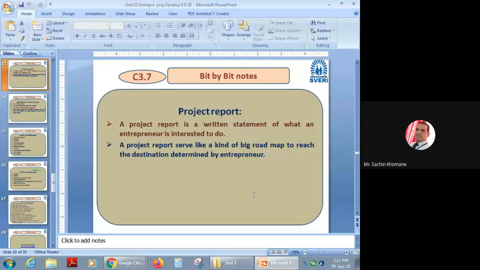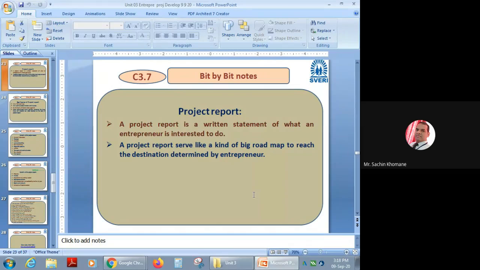So project report is a written statement, or a document which is telling people, or anybody who wants to invest in your organization, what you are interested to do. That explanation is there in project report, right? Some people have given the analogy of a roadmap. People say project report is nothing but a roadmap. And I have told last lecture, if somebody is having a roadmap ready with them, then definitely they will reach their destination very fast and early, right?